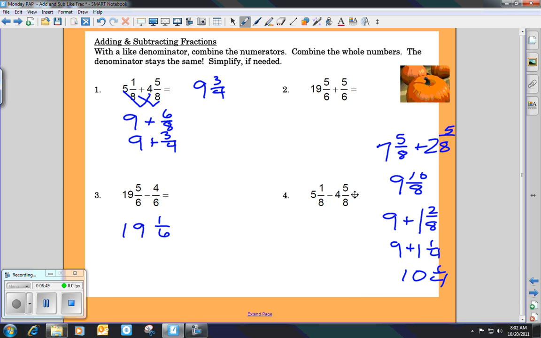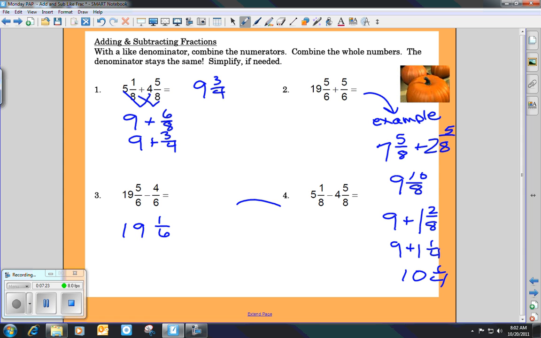On number 4, you've got fractions here that we're trying to subtract. We have 1/8 and we're trying to take away 5/8 from it. Well, 1/8 obviously doesn't have 5/8 to take away, and we can't have a negative fraction here. So we're going to have to do something called borrowing. So this is the example for that one.